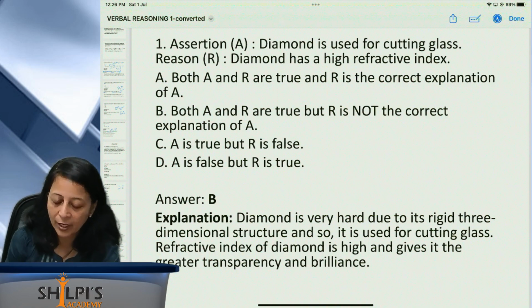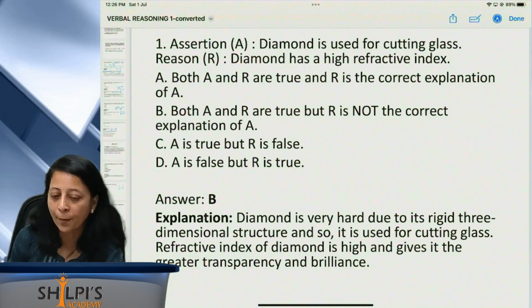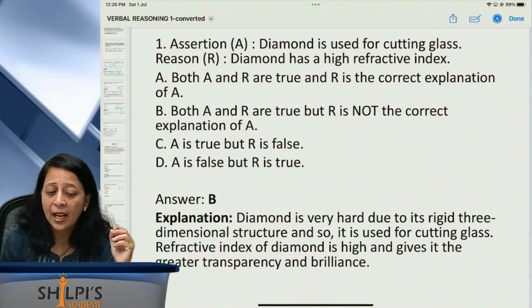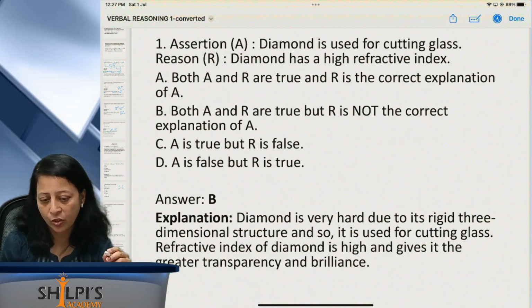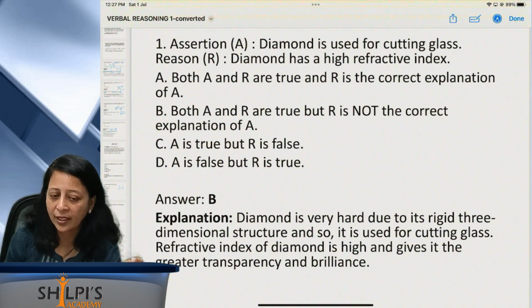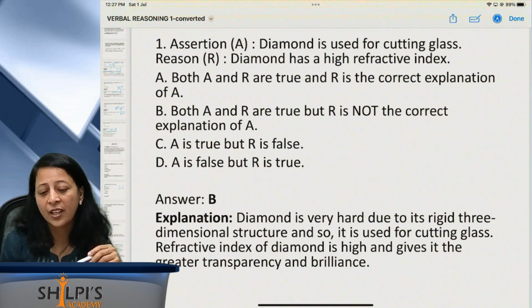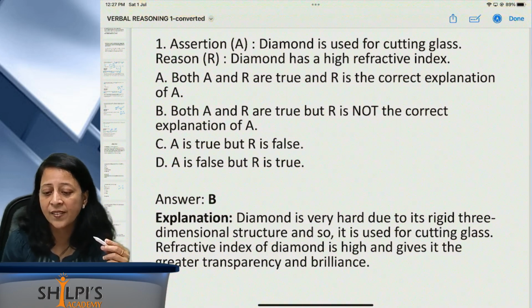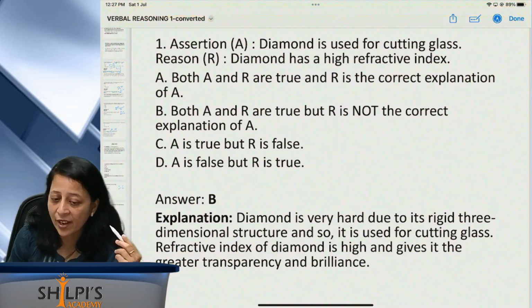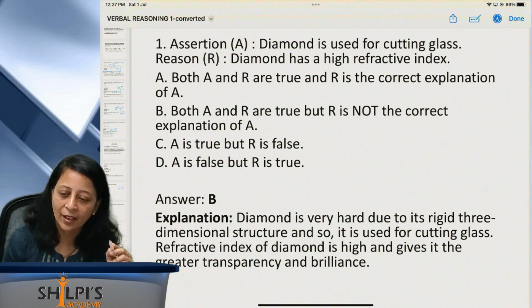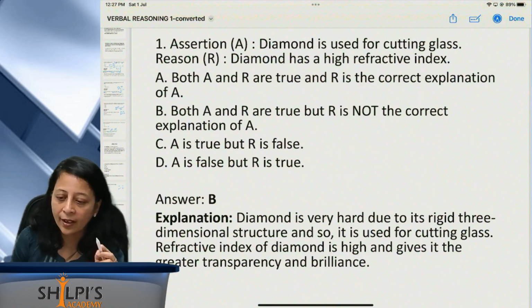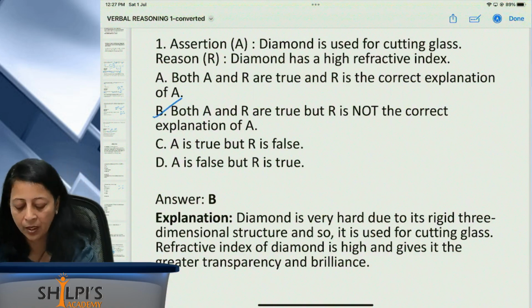Okay, I have given you the explanation here to know that topic in a better way. Diamond is very hard due to its rigid 3-dimensional structure, and so it is used for cutting the glass. Refractive index of diamond is high and gives it the greater transparency and brilliance. So, though both are correct, R is not related to A. So, the answer is B.